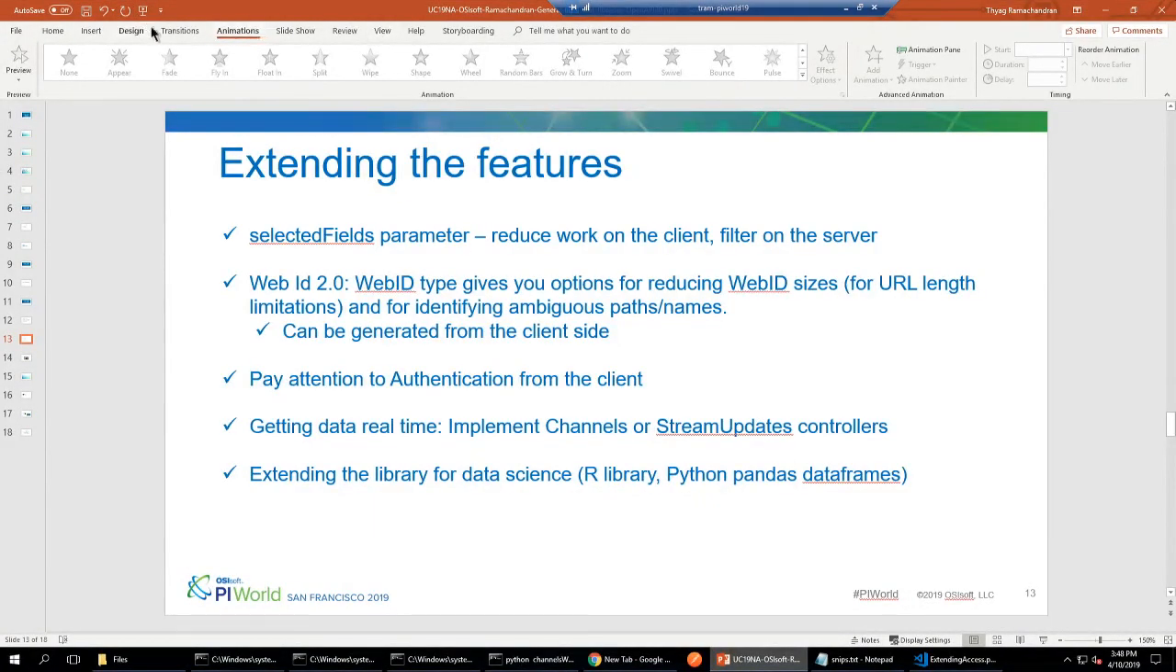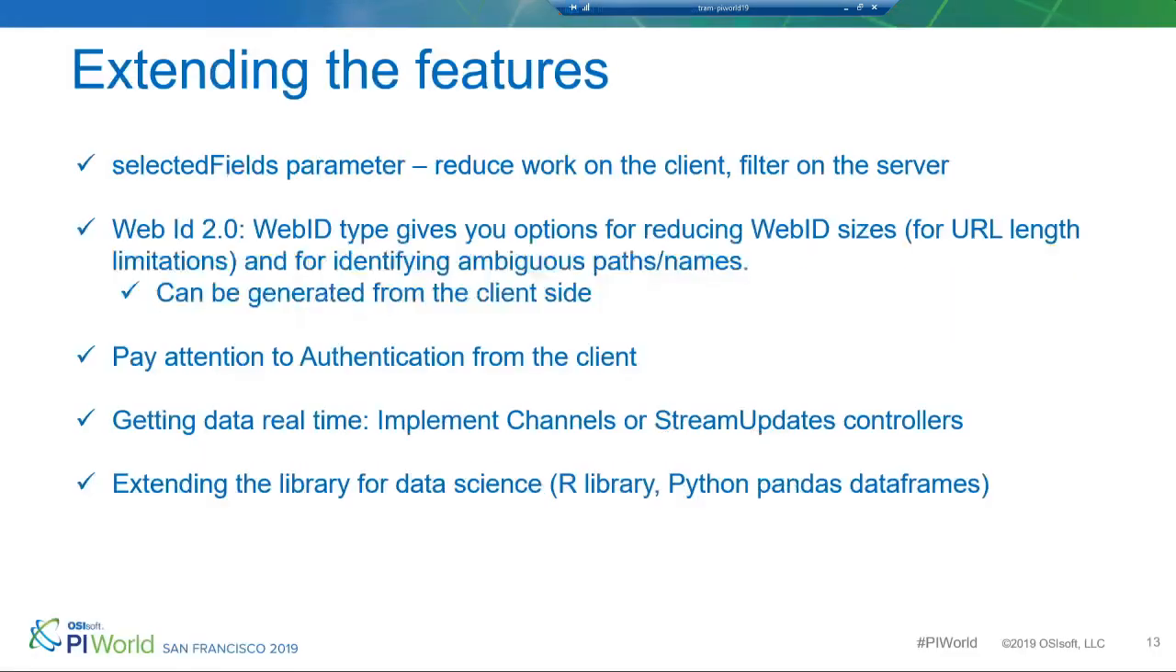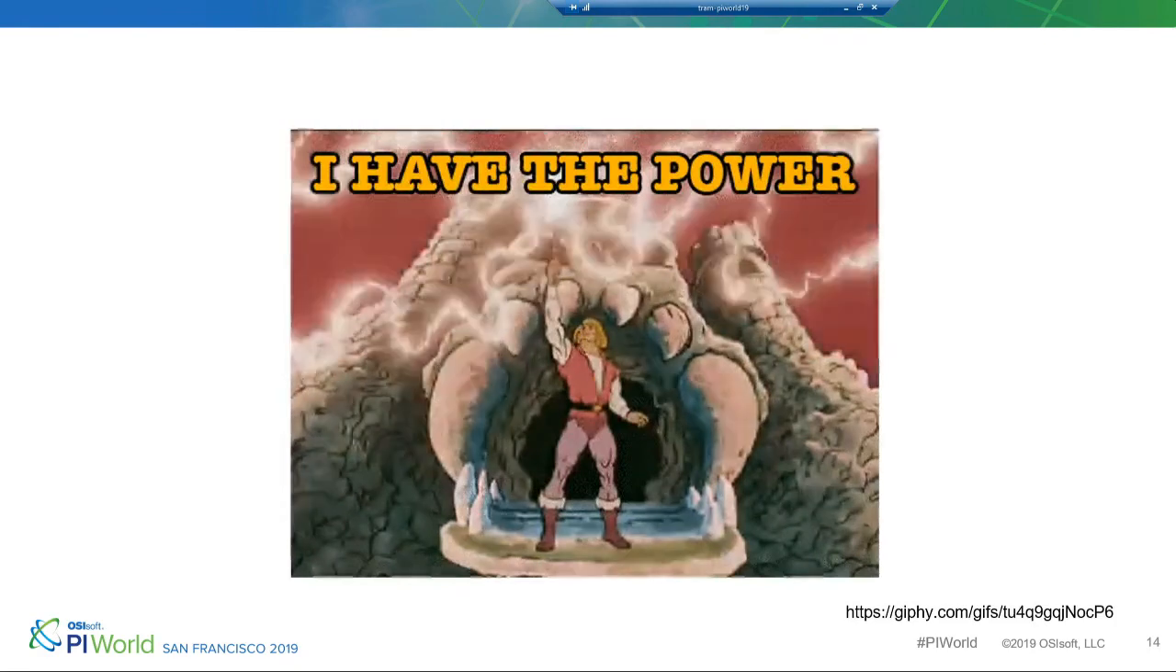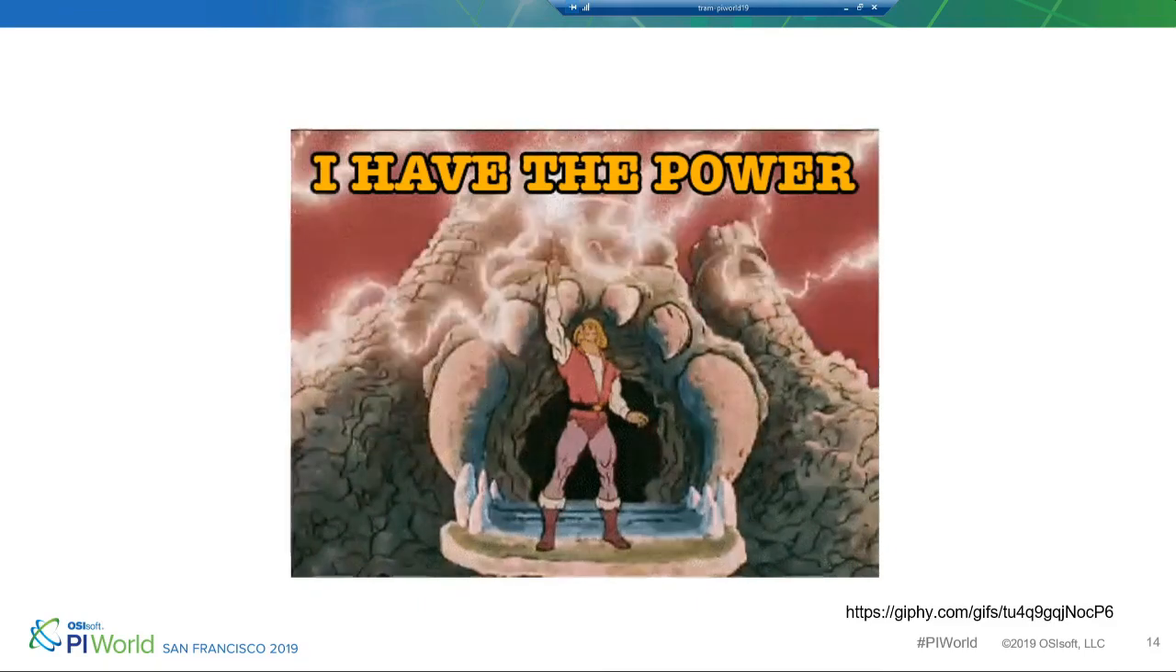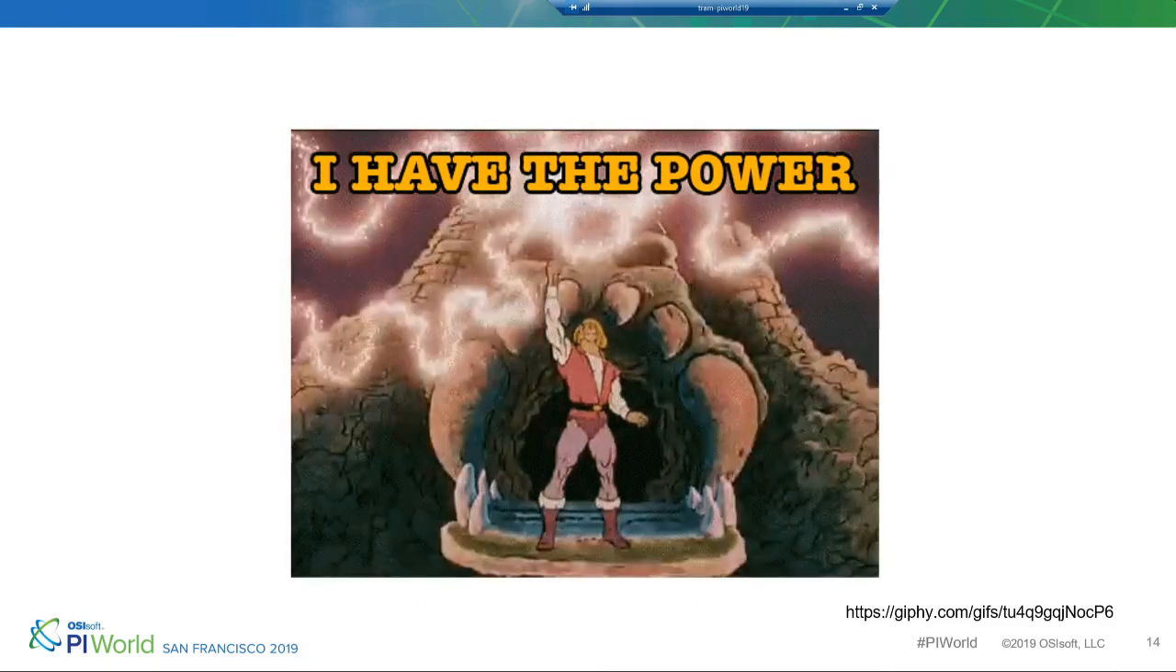So let's go back in here. Getting data in real time, that's something you want to do for extending the features, web selected fields, and data science. So we've looked at a bunch of stuff in here. So what have we got right now? All of you know how to generate client libraries. If you notice, that's like from Mattel, He-Man. So you have the power now to do whatever you want.